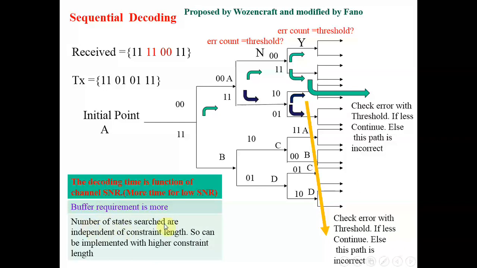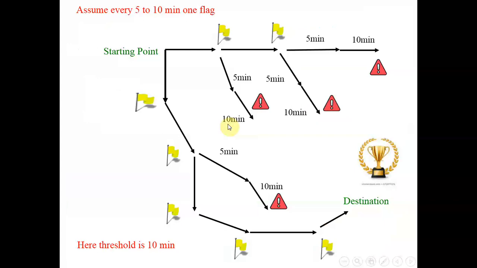And your number of states searched is independent of the constraint length. Later on we are going to compare this technique with Viterbi decoding, and there this point will be further clear. Depending on the constraint length, the complexity of the Viterbi algorithm will be more, but this complexity is independent of the constraint length. So typically sequential decoding is recommended if you have a convolution encoder implemented with high constraint length, right? So I hope this sequential decoding is clear. I will take one more slide to explain it in a better way. So let's go to the next slide.